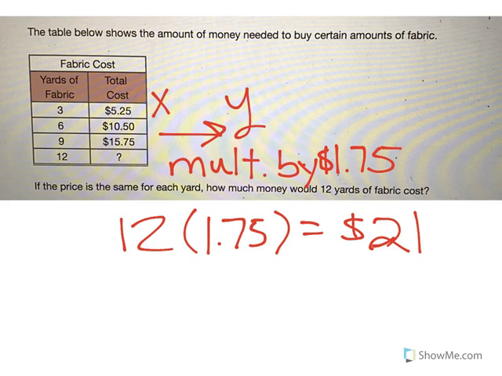Again, I told you there's multiple ways we could solve this problem. I'm going to show you one more, but really fast. Again, this is a table. This is my X value. This is my Y value, input, output. And then how do I go from X to Y? Regardless whether I pick 3 and 5.25, 6 and $10.50, 9 and $15.75, I go from X to Y by multiplying by 1.75. So 12 times 1.75 is 21, which gave us the answer.